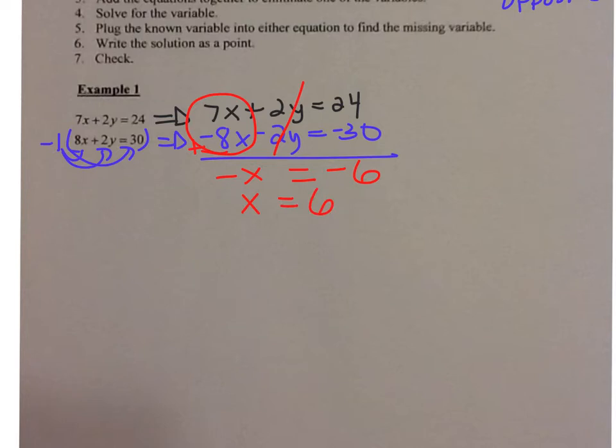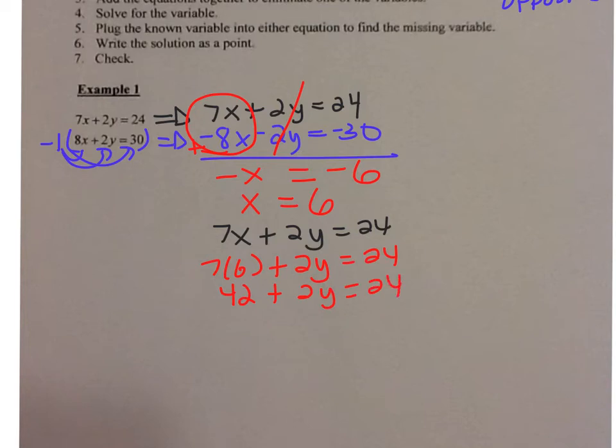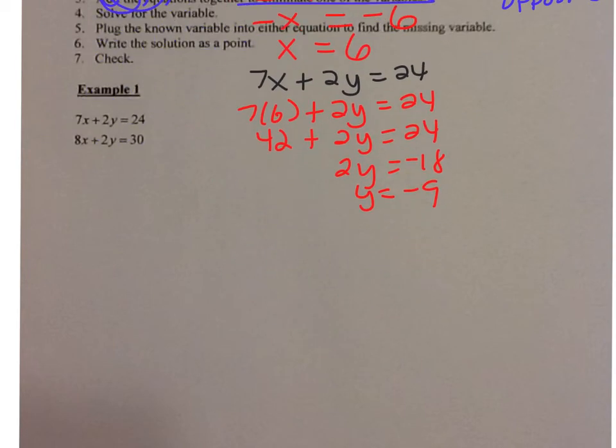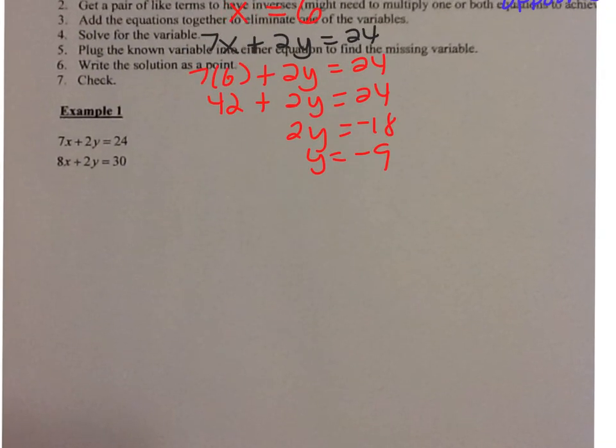Now you have to find the y value. So you can plug it into either equation, it doesn't matter. So I'm going to plug it into the top one. So 7x plus 2y equals 24. So that's 7 times 6 plus 2y equals 24. So that's 42 plus 2y equals 24. So 2y is, minus 42, sorry, from both sides. So 24 minus 42 is negative 18. Divide by 2, we get negative 9. So my solution is x is 6 and y is negative 9.